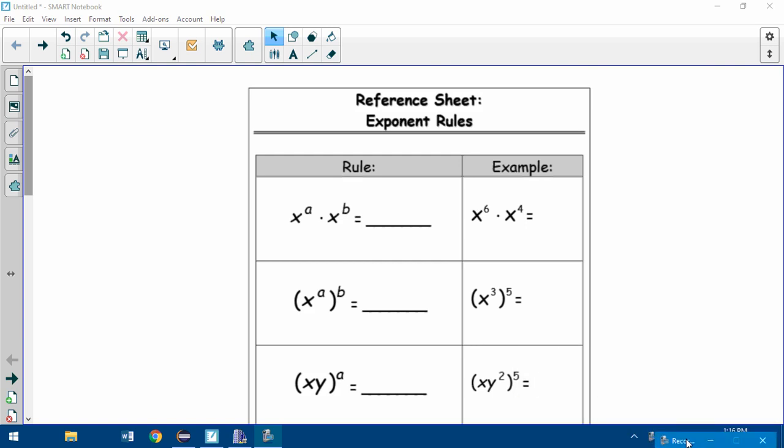Alright, hello. Here's a video for Unit 10, Day 1. And Unit 10 is all about exponents and radicals. It's not too bad of a unit if you keep up with it day by day and make sure you're understanding as we go.